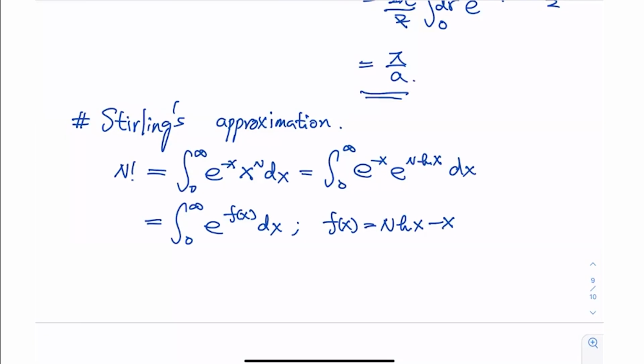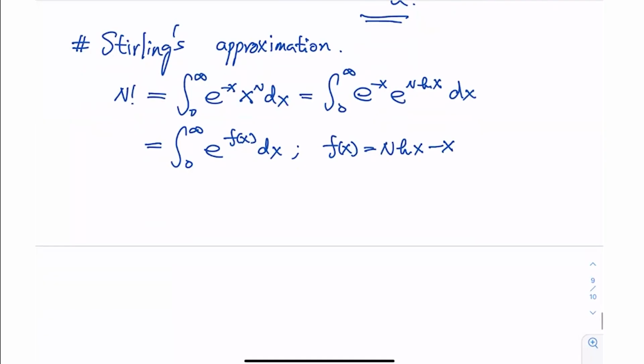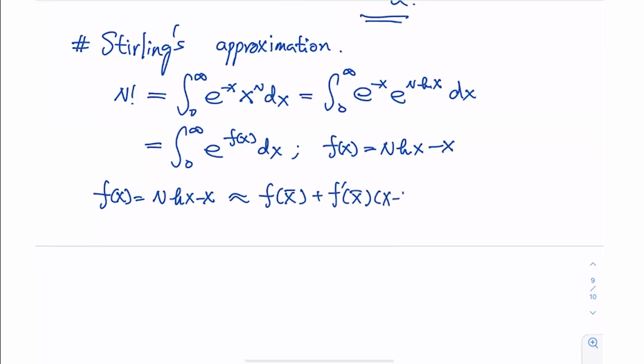Now we are going to use the idea of steepest descent. We know this f of x has this functional form, and we can expand it around some specific value x bar. If I do that for general x bar, I expect the Taylor series to look like this.